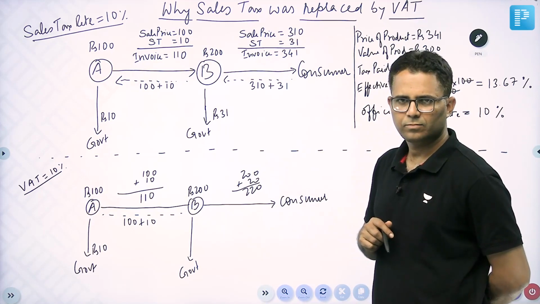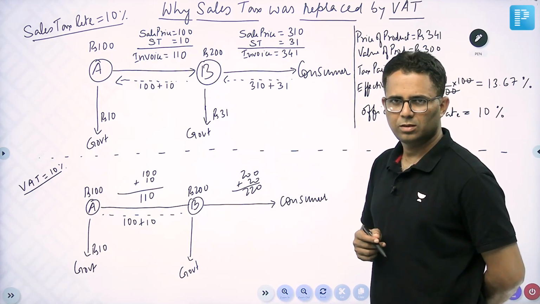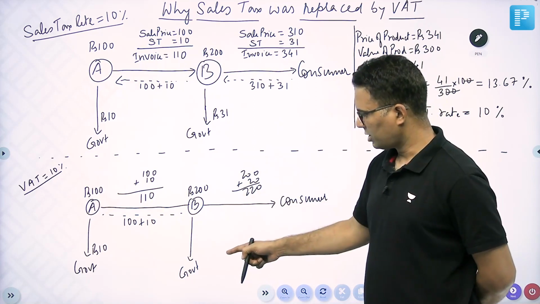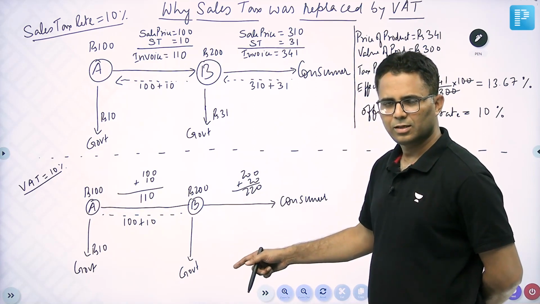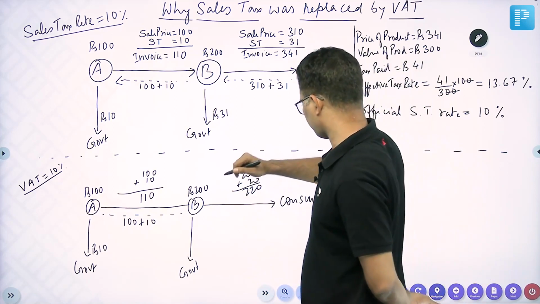So how should B prepare the bill so that he deposits only 20 and is able to recover the money? Let me explain.